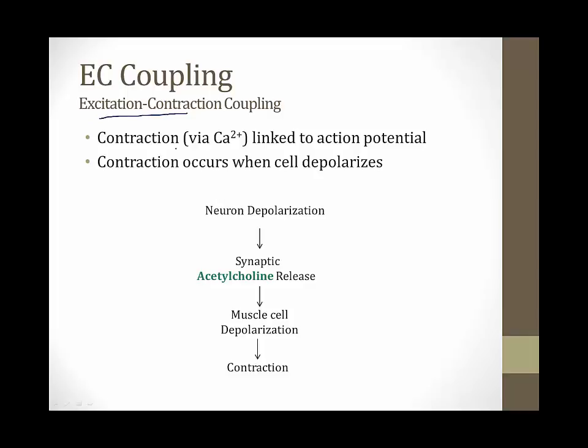In other words, contraction of the muscle via calcium is linked to the action potential, and contraction only occurs when the cell depolarizes and the membrane voltage changes. And the way this works is shown on the flow chart on the screen. A neuron that innervates a muscle cell depolarizes. The neuron releases acetylcholine into the synapse. There are acetylcholine receptors on the muscle cells, and they cause the muscle to depolarize, and that leads to contraction.